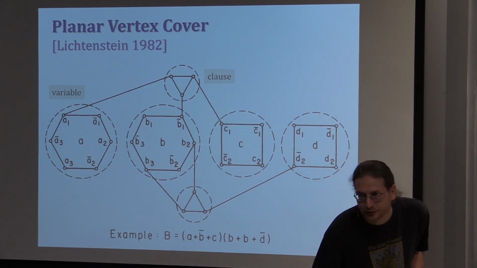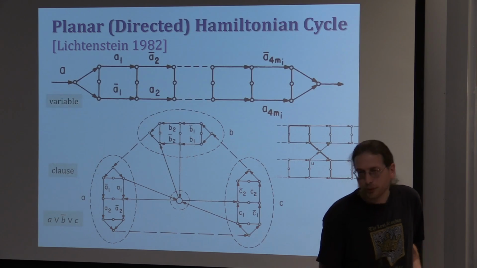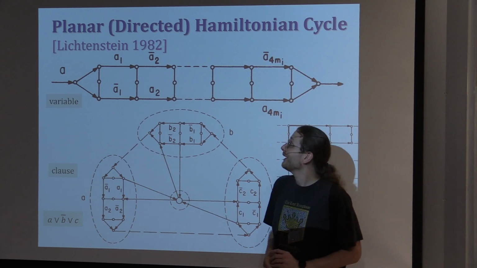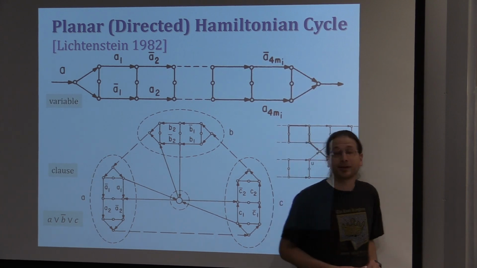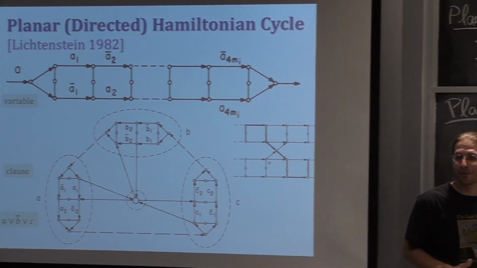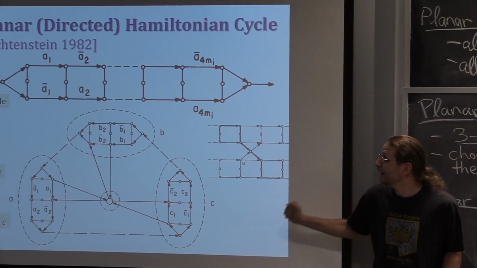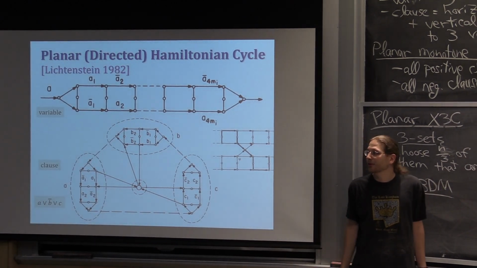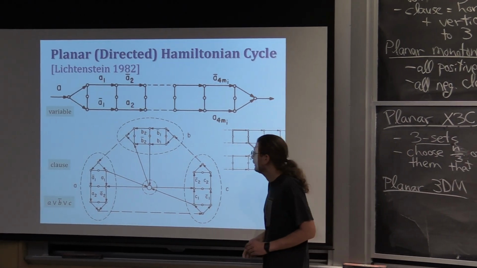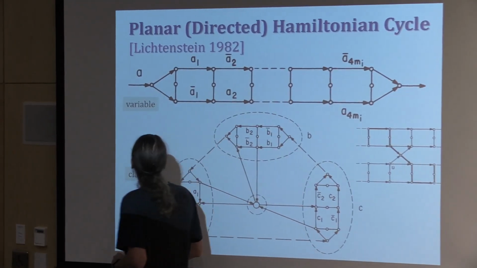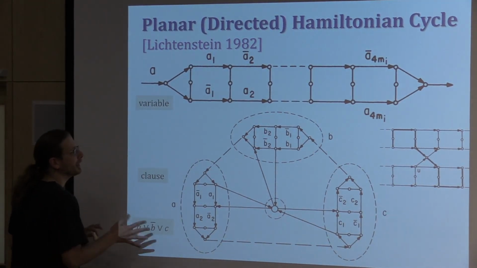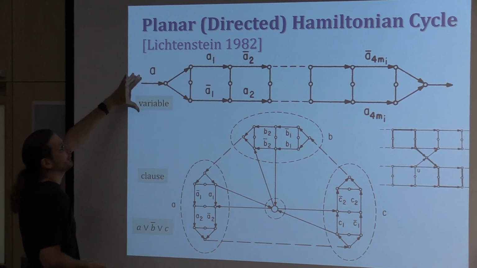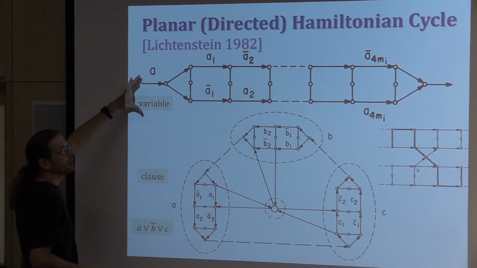Here we didn't need any connections between the variables. Here's one where we do need connections between the variables. So this is planar directed Hamiltonian cycle. So I think you all know what Hamiltonian cycle is. And you're given a directed graph here. You want to find one path that visits every vertex exactly once. Don't care about edges. So we can do a similar kind of thing. Proof is a little bit, checking this works is a little bit more annoying, but here's our idea for, or Lichtenstein's idea for a variable, essentially a wire.